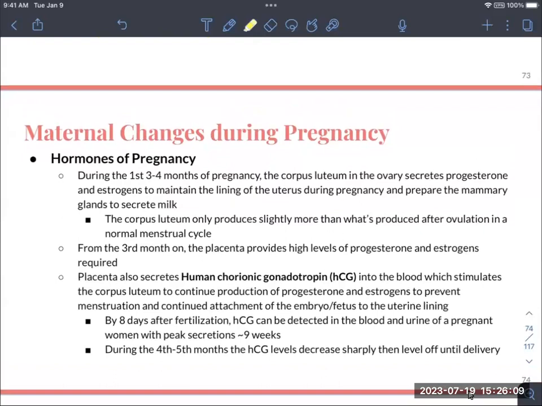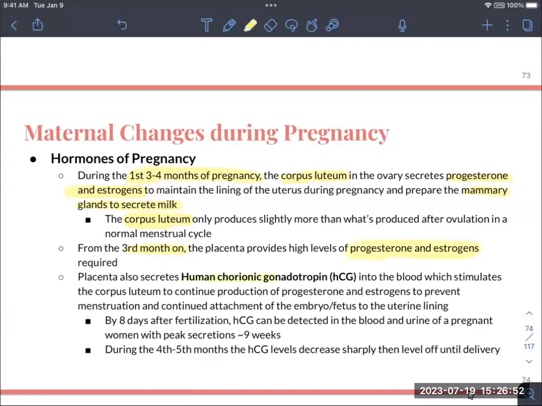So, home pregnancy tests. They can be taken during the first 3 to 4 months of pregnancy. The corpus luteum is secreting progesterone and estrogens. These are used to maintain the lining of the uterus and prepare the mammary glands to secrete milk. The corpus luteum only provides a little bit more than what is produced after ovulation. So from the 3rd month on, the placenta is what gives those progestogens and estrogens.